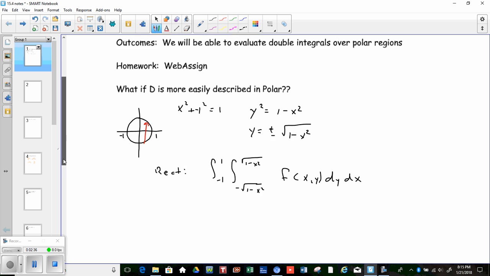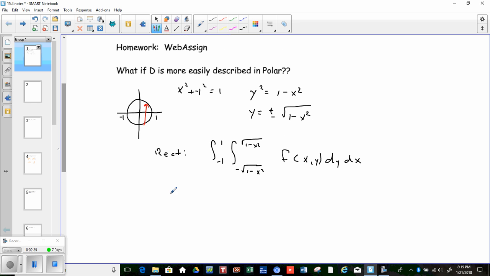Well, it's a circle, so if you think about things in circles, a lot of times polar is just easier. So if we did this as a polar region, polar is going to be some kind of r, theta. If you remember back to your calculus AB/BC training, polar is done in r and theta.